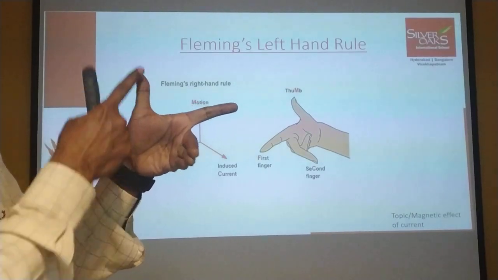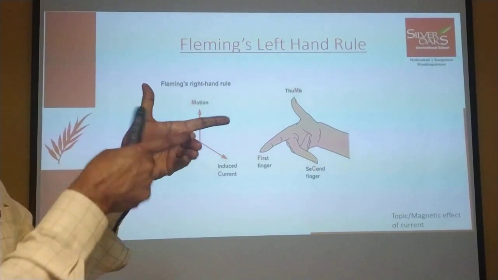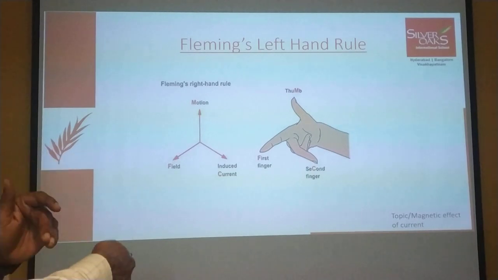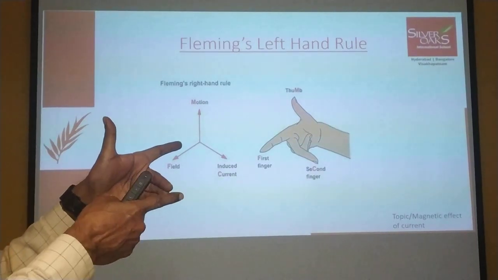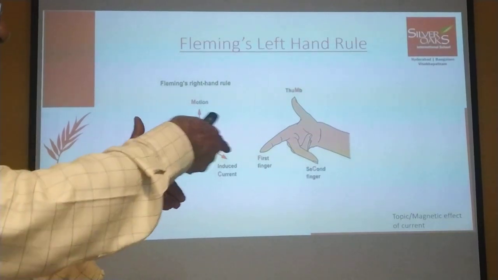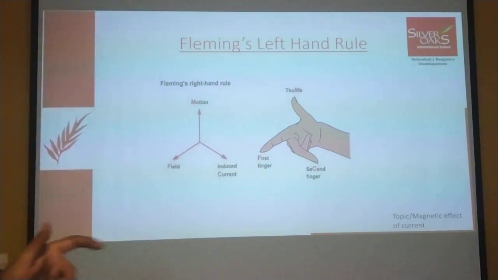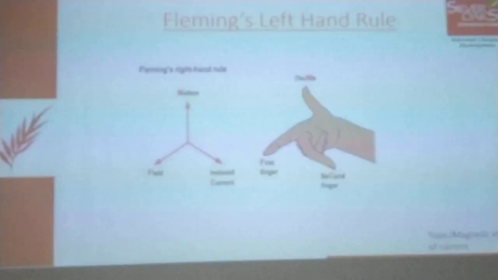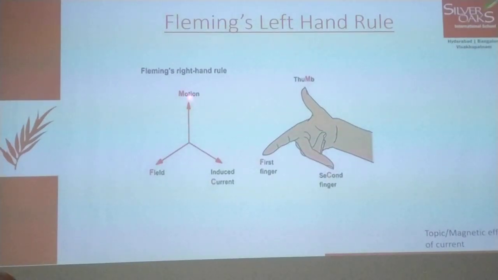You see the force is perpendicular to both. This is the direction of current, this is the direction of the magnetic field, and the force is perpendicular to this and this. The thumb is indicating the direction of force. This is called Fleming's left hand rule. If the current is in this direction and the field is in this direction, the motion will be perpendicular to both.